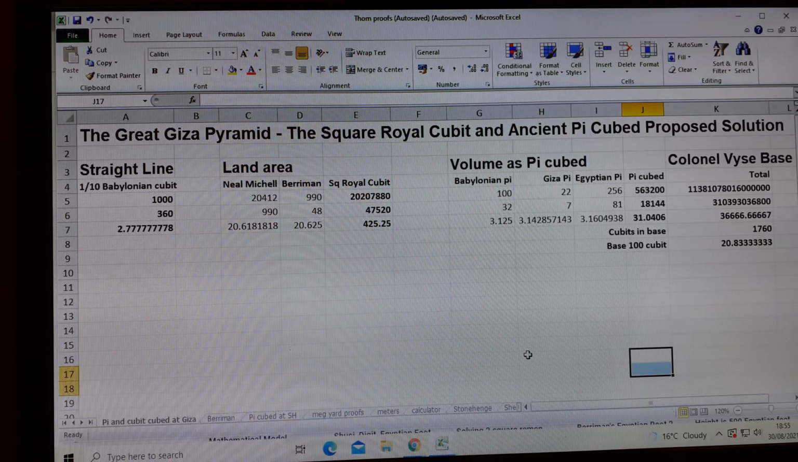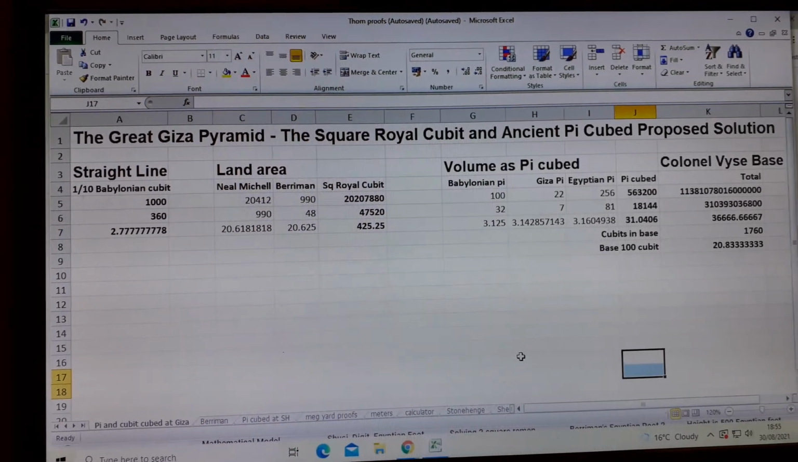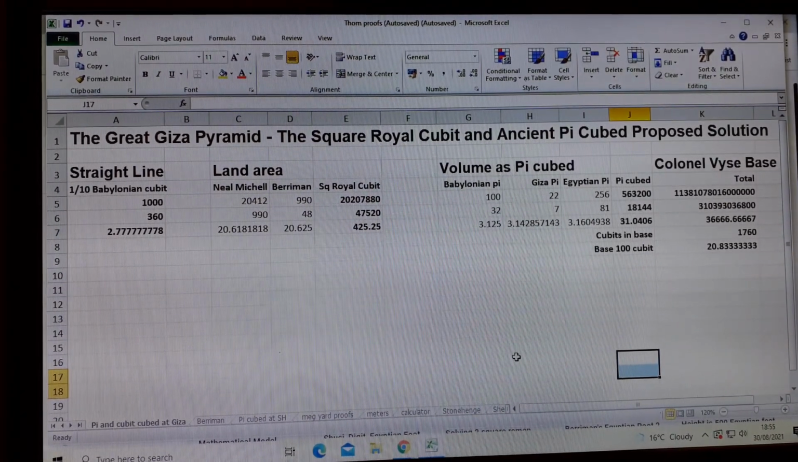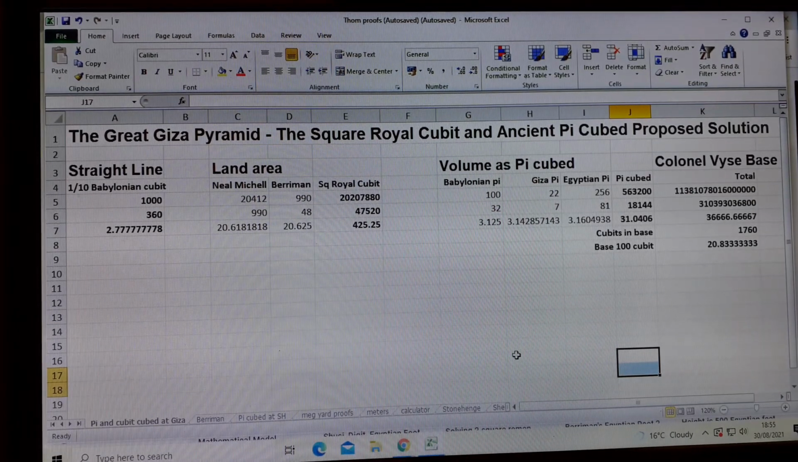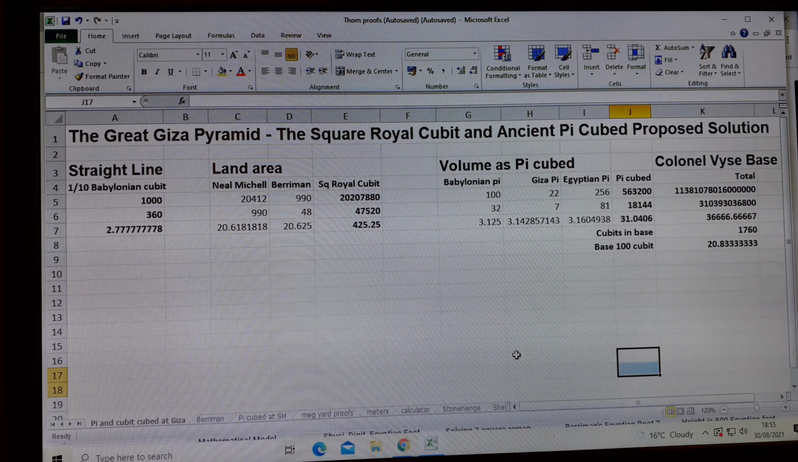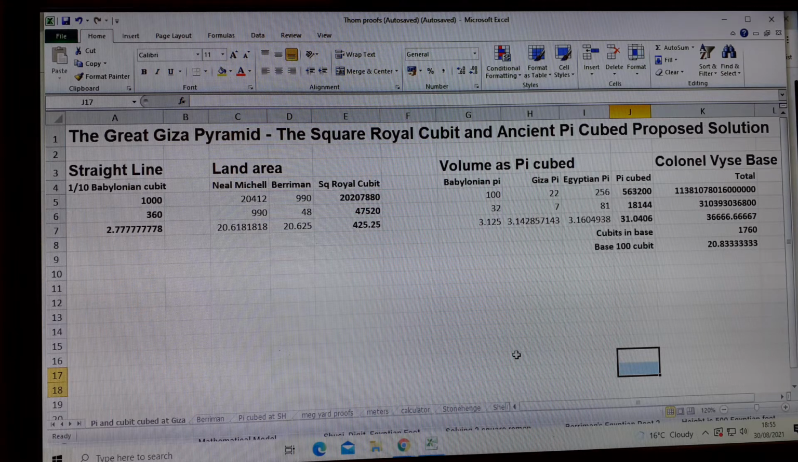And this is the culmination of all the work that's been done using Berriman and listening to what Berriman tells us in his book, which is that the designers of the Great Giza Pyramid designed it against a square royal cubit and pi cubed, and they used a straight line unit, a unit of land area, and a unit of volume as pi cubed.